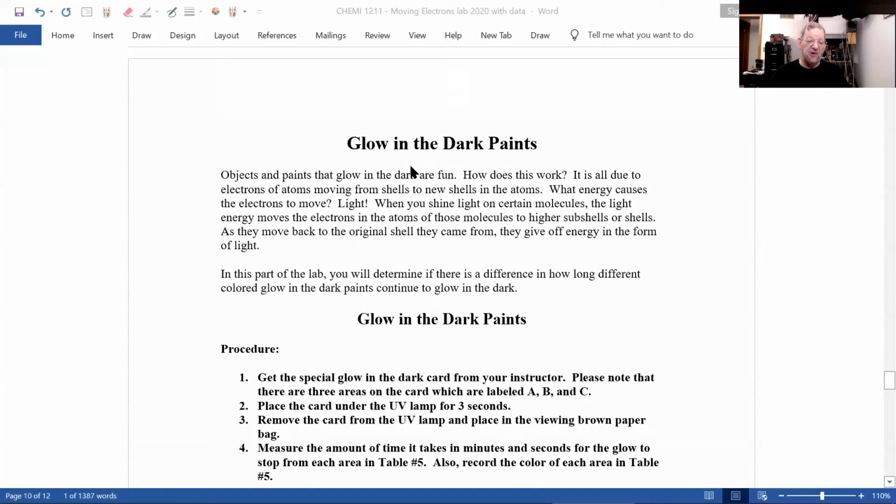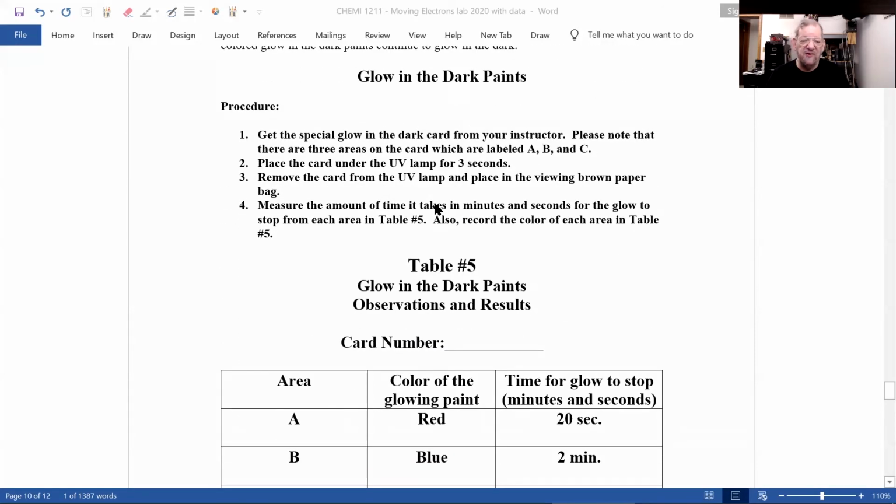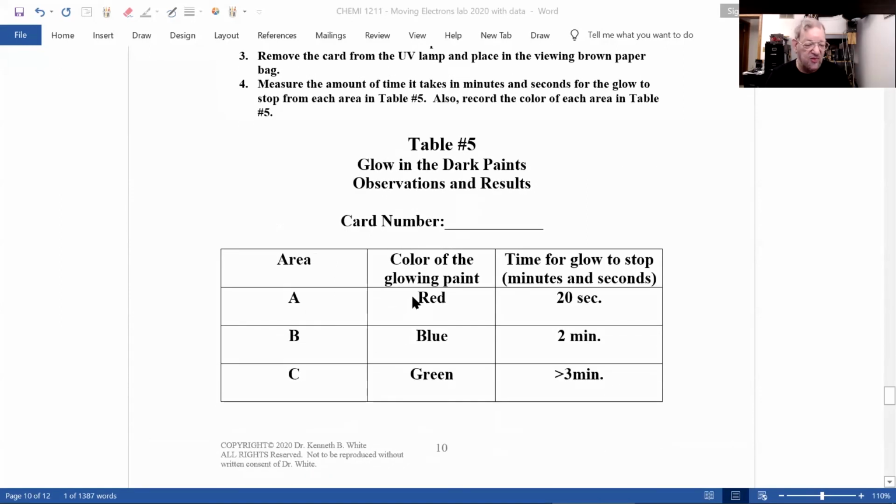And here, glow in the dark paste. How does it work? That's again, electrons moving shell to shell. And here, how do you add energy? By light. So what you're going to do if you were in the lab, you take the special glow in the dark index cards, and one's a stripe, another B and C, hold it under the lamp, and then you look what color, and then how long does it last? And if it's more than 3 minutes, you put greater than 3.